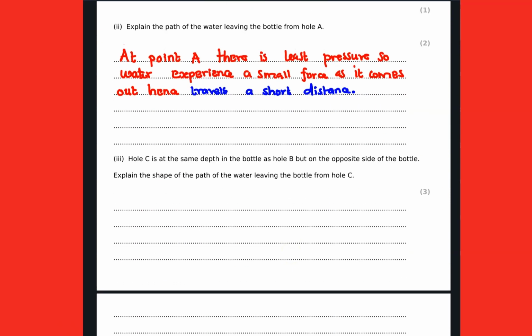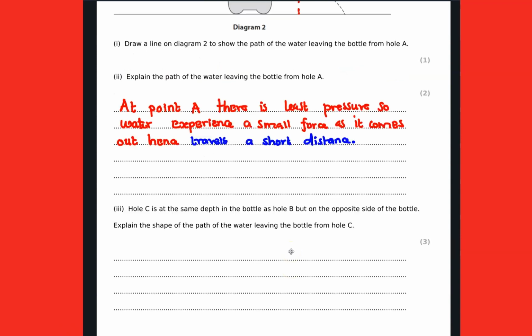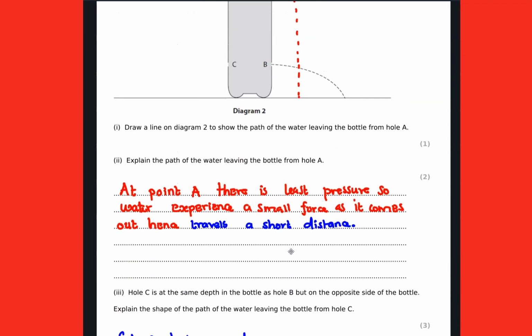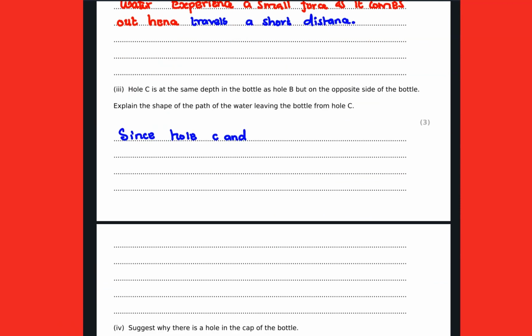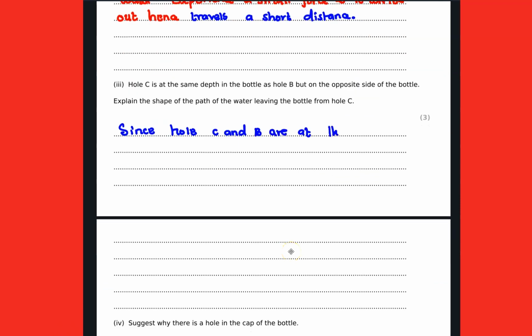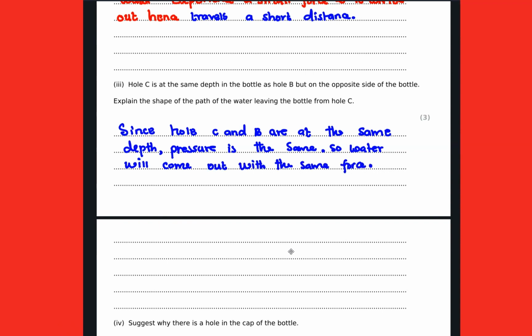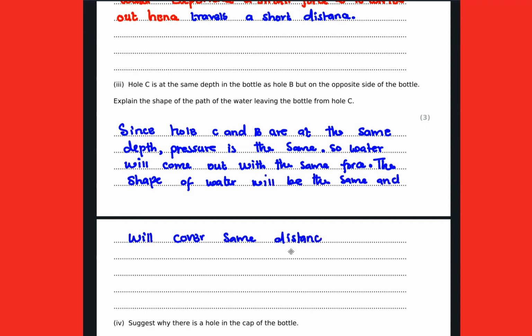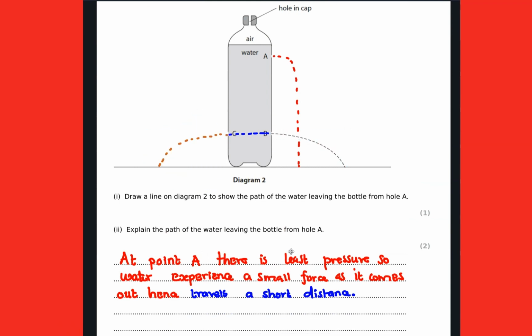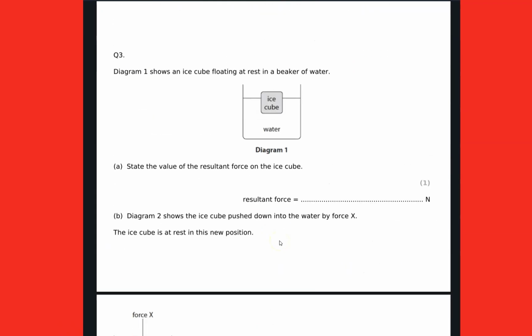Moving further to Roman 3, hole C is at the same depth in the bottle as hole B, but on the opposite side. So we need to identify the fact that it's on the opposite side, but they are experiencing the same pressure. Since holes C and B are at the same level or depth, then pressure is the same. So meaning the water is going to come out at the same rate and it will cover the same distance. So the shape of the trajectory of water is going to remain the same, and it will just move like that, just like that.